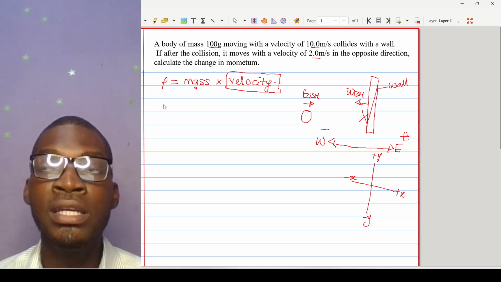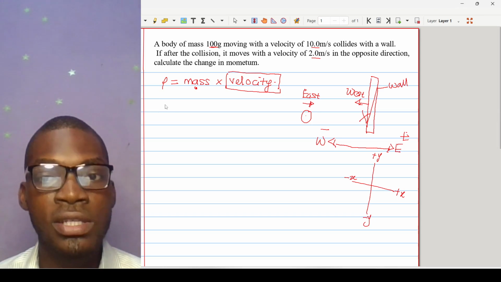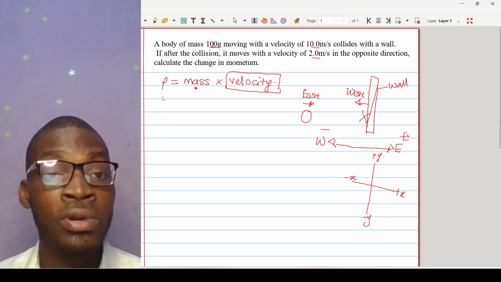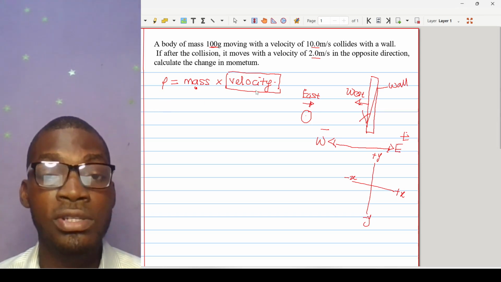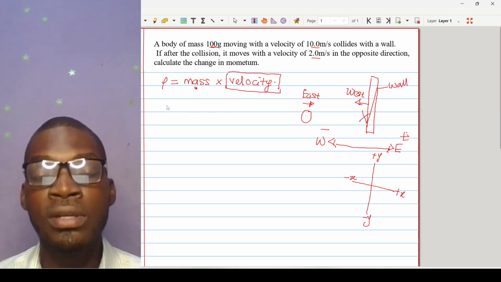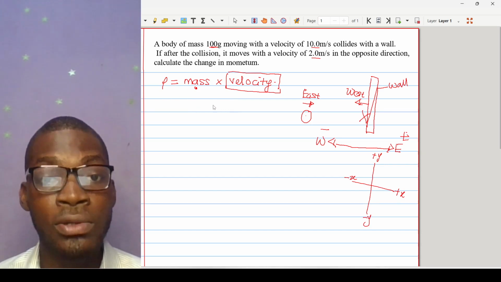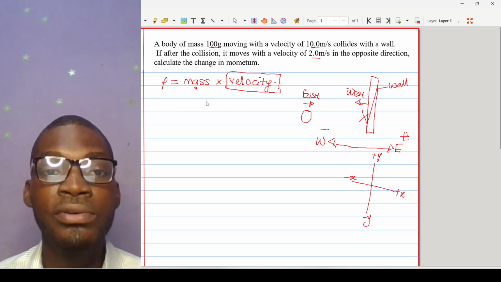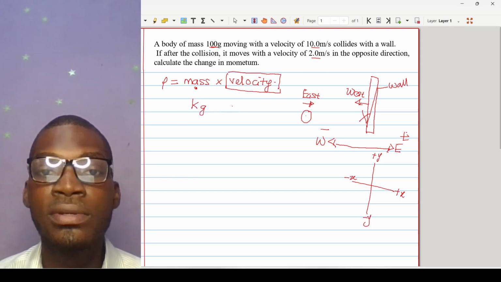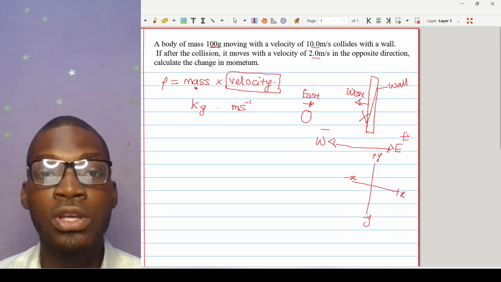Now, momentum is very interesting in physics because it relates to other vector quantities that we know. One of them is velocity, and the other one is force. So in fact, we have two units for momentum. One of them is kilograms times ms inverse, that's meters per second. This is one of the units for momentum.